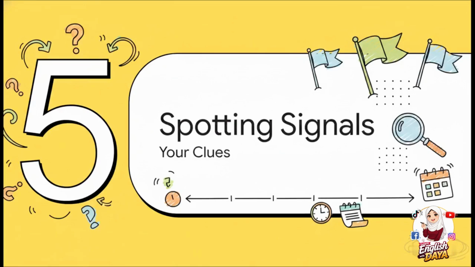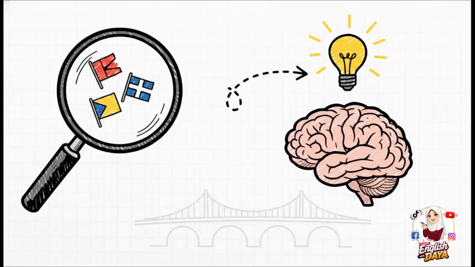Section 5. Spotting the signal words, your clues. Now, students often mix up the simple past and the present perfect. To avoid this trap, keep your eyes peeled for specific clues. Think of these as little flags waving at you.